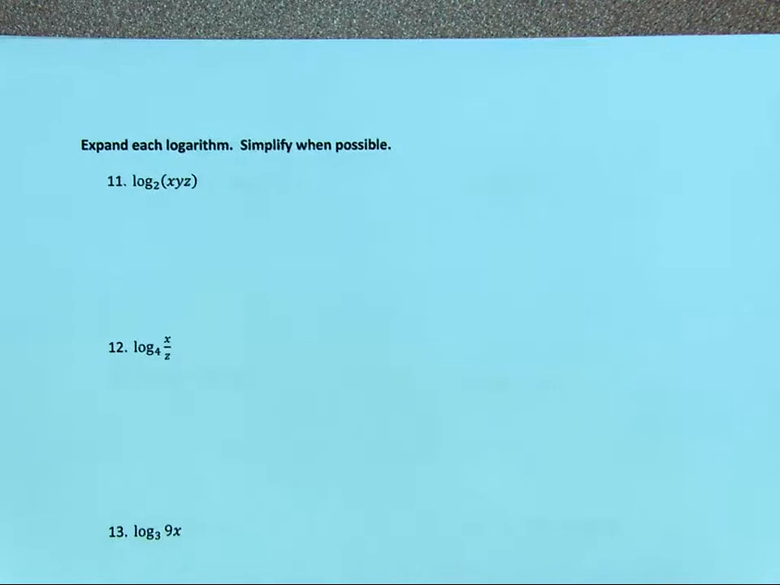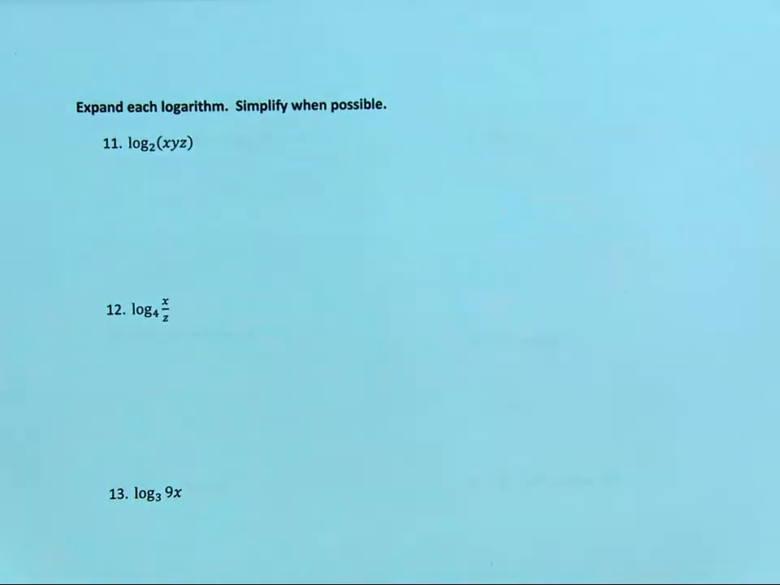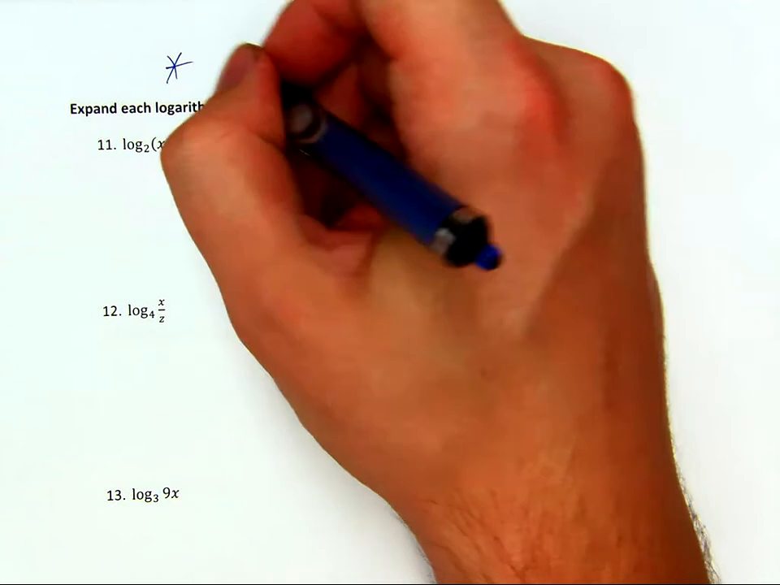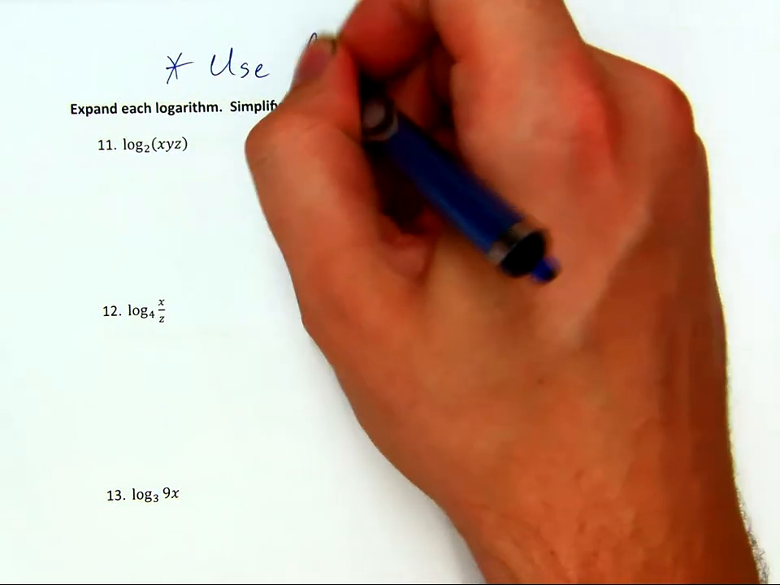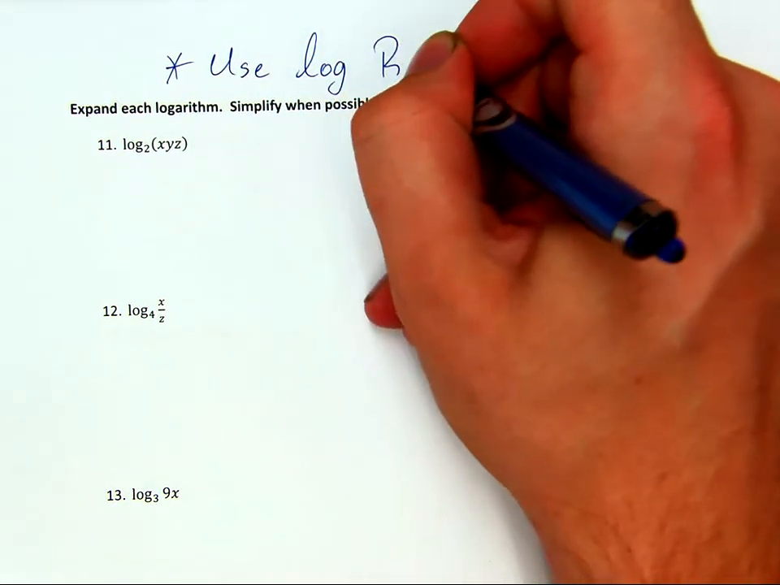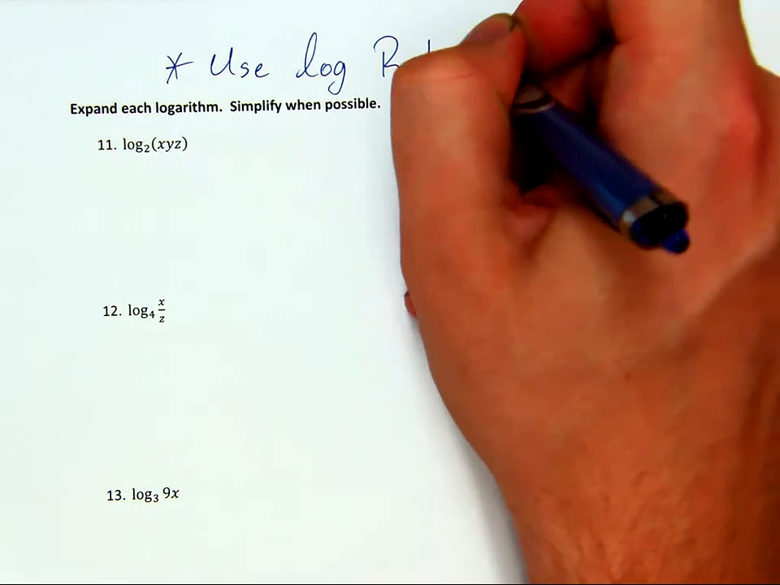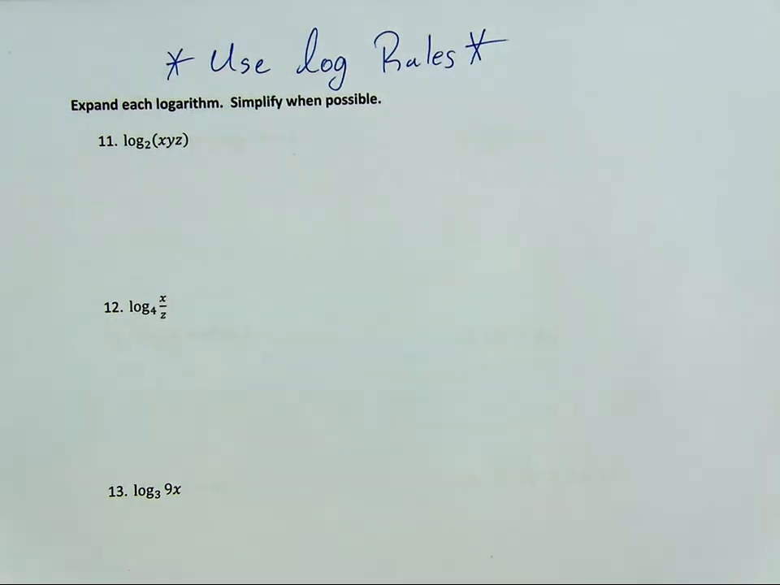Now, moving on to the second page. With this second page, this is where we want to focus on all of our log rules. So with numbers 11 through 15, we need to use our log rules here. So starting with number 11, we have log base 2 of x, y, z.